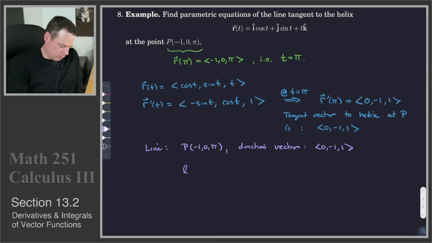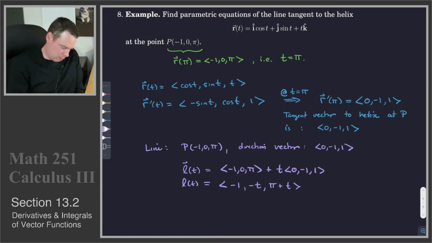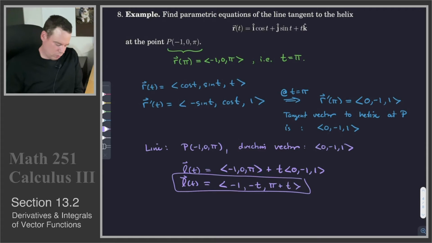So the vector equation for the line: I'm going to change the name for the vector valued function that gives this line, because I've already used r for the helix, so I'm going to use L for line. And so this is our point plus t times the direction vector. Or in other words, it's (-1 + 0t, 0 - t, pi + t). So there is our vector function, which gives the line.